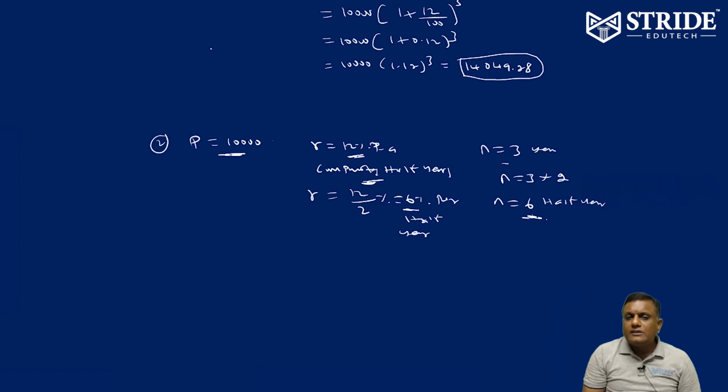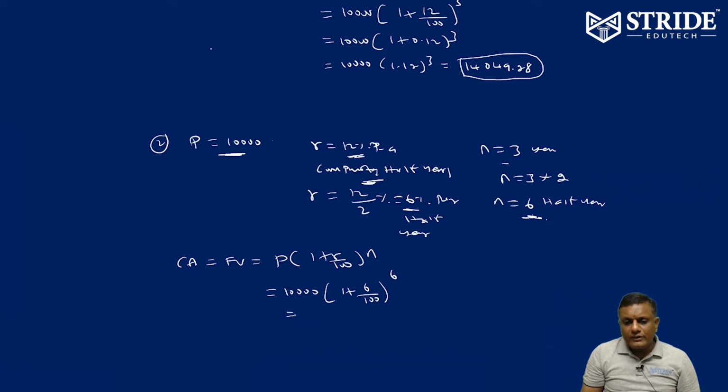Initial amount deposited 10,000. Now the compound amount or future value, with accrual every 6 months for a period of 3 years, is equivalent to principal into 1 plus R by 100 whole power n. What is the principal amount? 10,000, one time deposit. What is the rate of interest? 6% every half year. How many half years? 6. So 10,000 into 1.06 whole power 6. On simplification, you will be getting 14185.15 rupees.